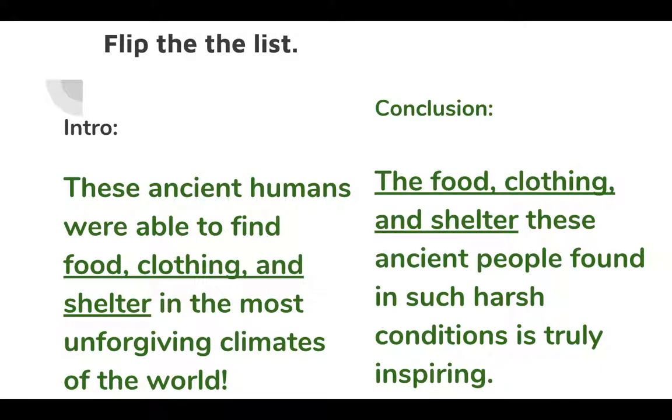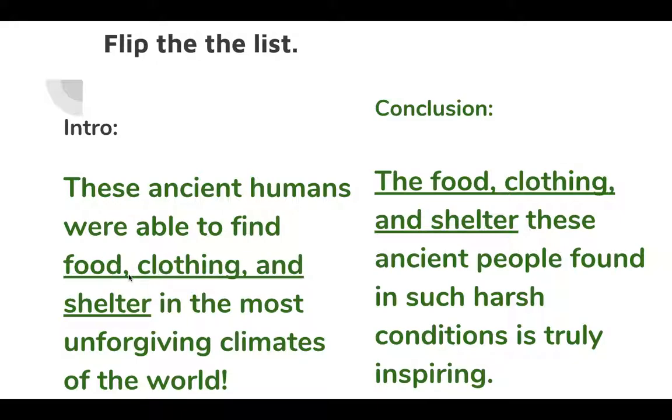First, we change it by flipping the list. By list, I mean the part where it goes word, comma, and word. Or maybe it just might be one word and then another word and word. The list is where your main ideas are mentioned. So in this one, it says these ancient humans were able to find food, clothing, and shelter in the most unforgiving climates of the world. You can see right here, I've underlined my list of main ideas.